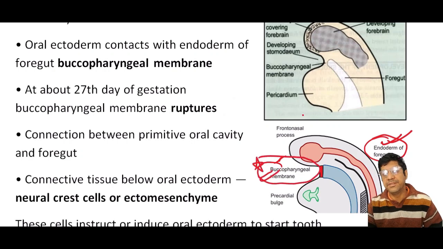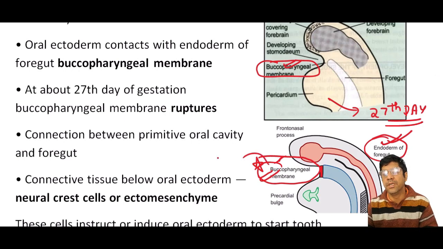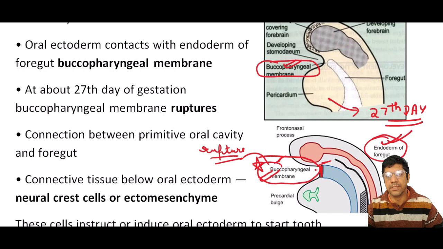It is a temporary structure separating the primitive oral cavity from the foregut. At approximately the 27th day of gestation, the buccopharyngeal membrane ruptures. This event creates a connection between the primitive oral cavity and the foregut that will allow communication.